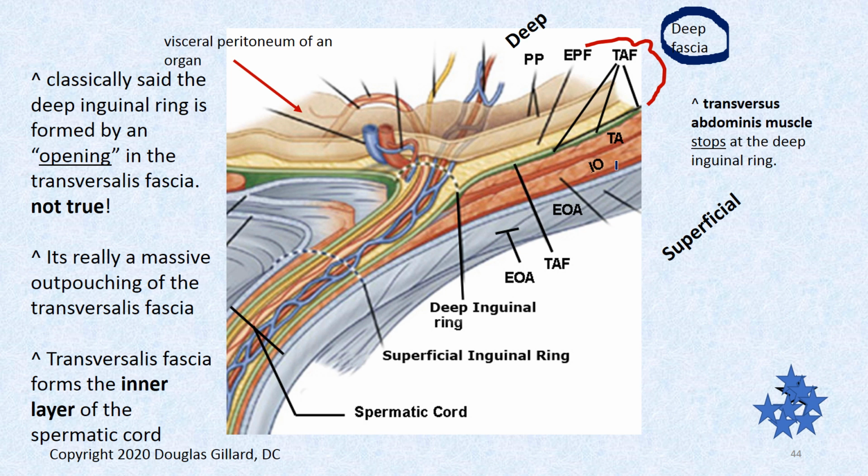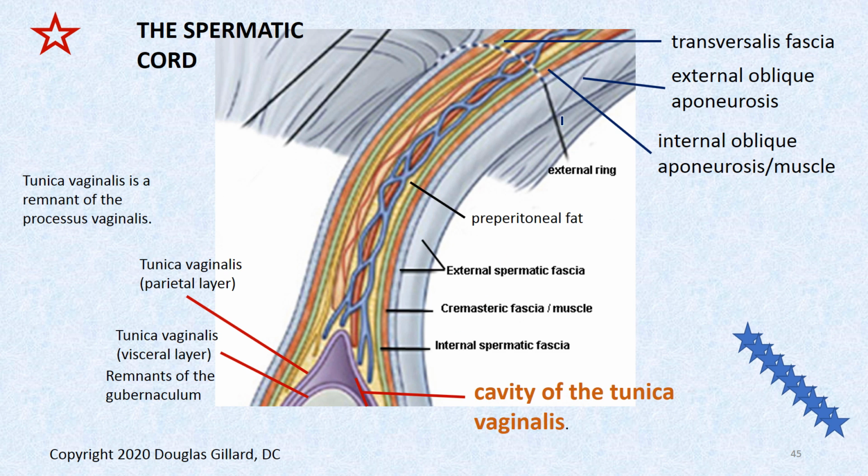But everything else goes. There's the internal oblique. You can see that goes all the way down. And you can see the external oblique aponeurosis goes all the way down as well. Right? And then they're still the same things. They just change names. So the external oblique turns into external spermatic fascia. The next layer down, the internal oblique turns into cremasteric fascia.